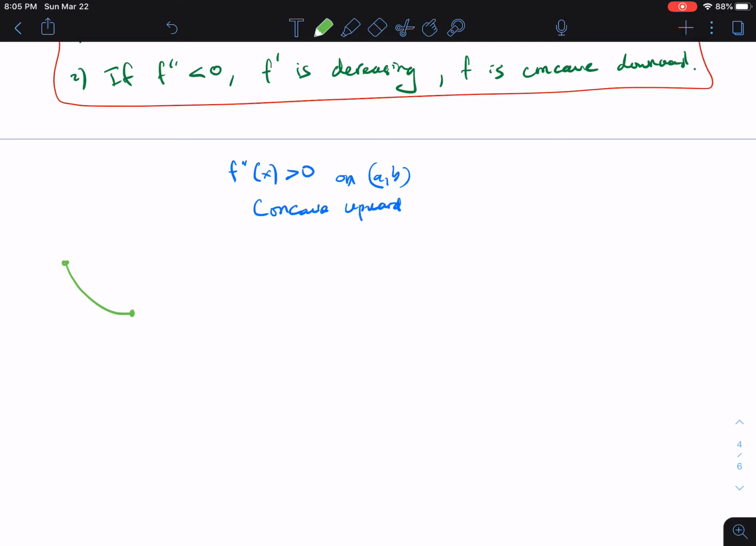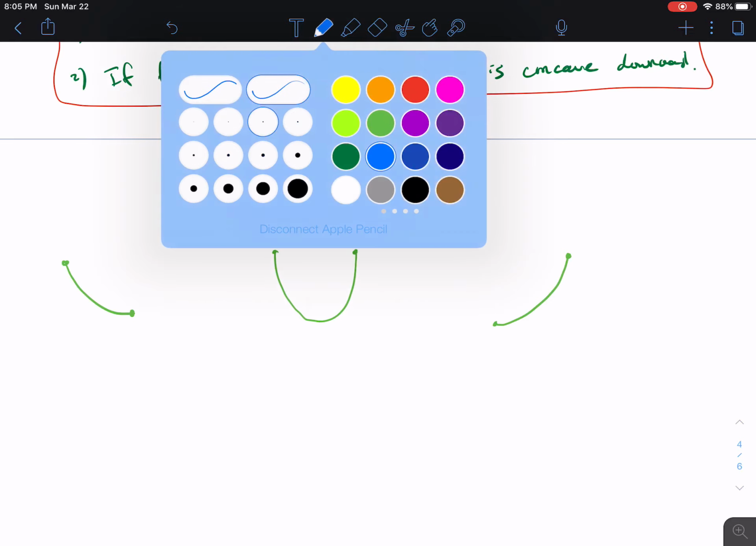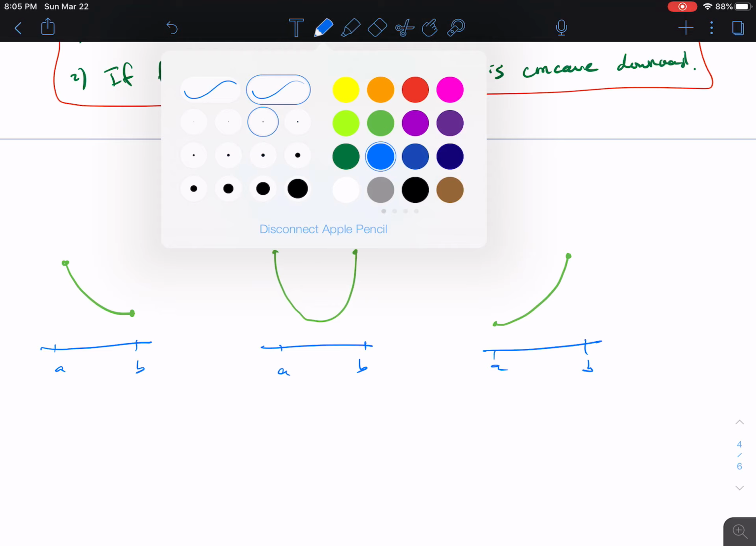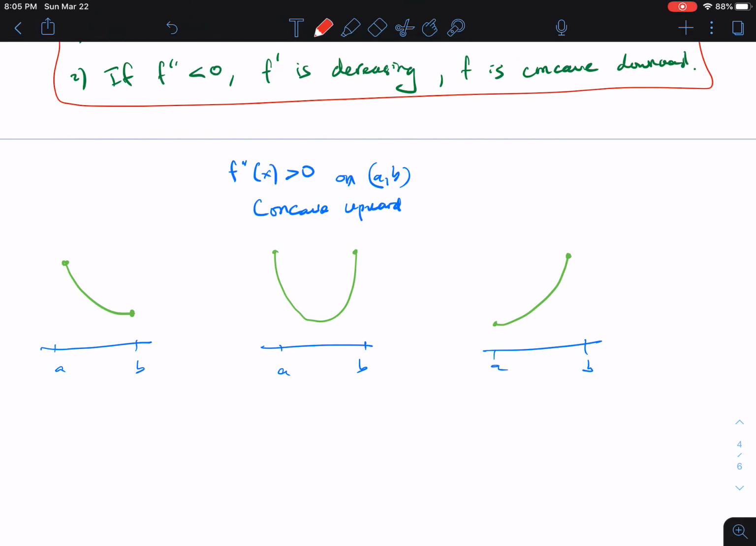Concave upward on interval AB, and then you have another one where it's like this here, and then here you have concave upward. Okay, so AB. So what's going on here? Why do we have concave upward?